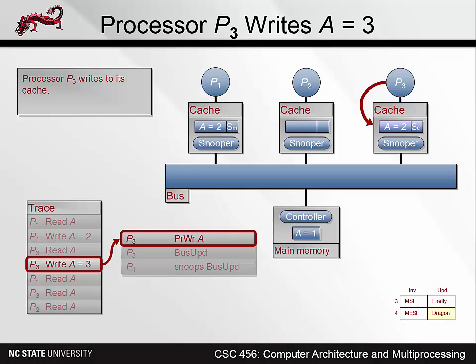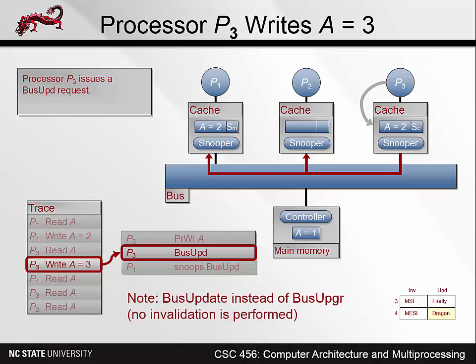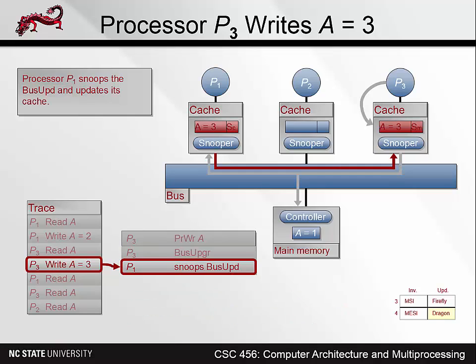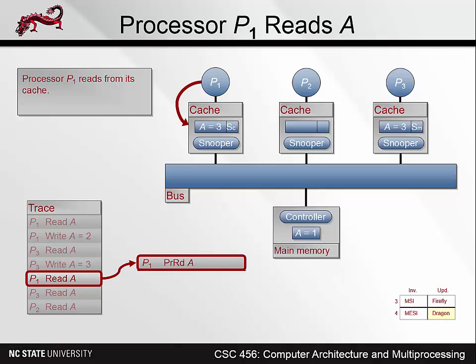Next, P3 writes A. This is a write hit, but because the line is shared, a bus update is needed. In the CSC protocol, we would have needed a bus upgrade, which would have invalidated P1's cache instead of updating it. The bus update is snooped by P1, which updates its cache. Meanwhile, P3's write completes, changing the cached value to 3. P3 changes the line state to SM since it's now the most recent writer of the line. And the write operation completes.